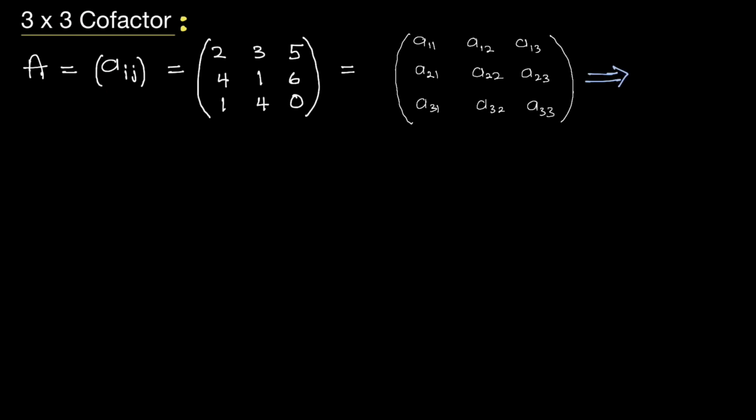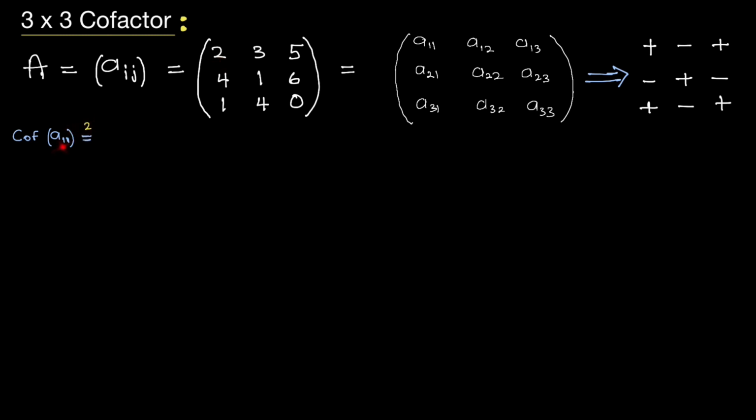Cofactor for a 3 by 3 matrix. If you have a matrix A, every element has its own sign, and that's positive 1, negative 1, positive 1, and that will be positive 1, that will be negative 1. So that's the sign of each element in the matrix. And to find the cofactor, the cofactor of A11, and A11 is number 2 here.